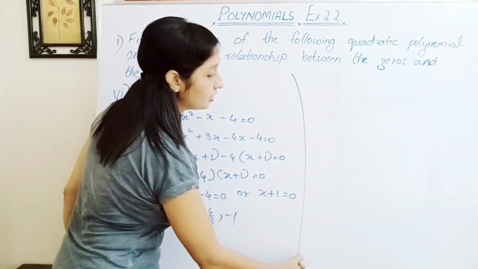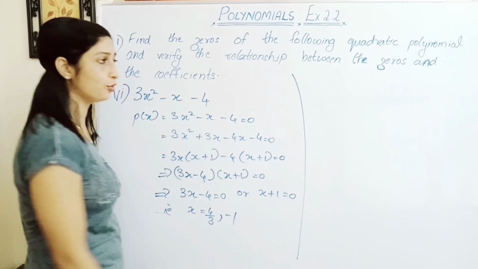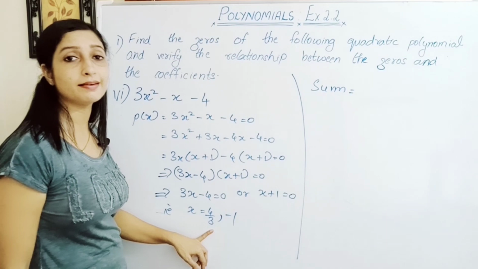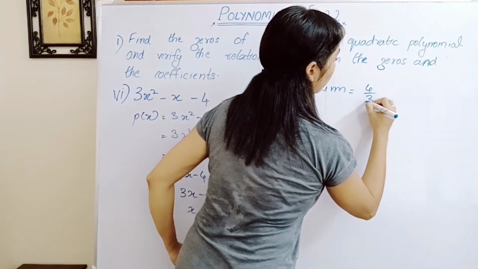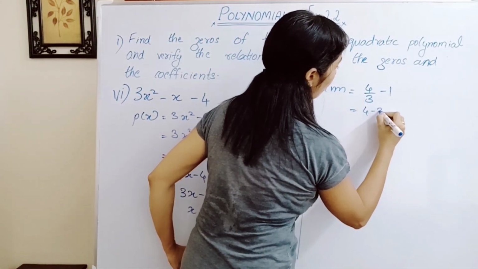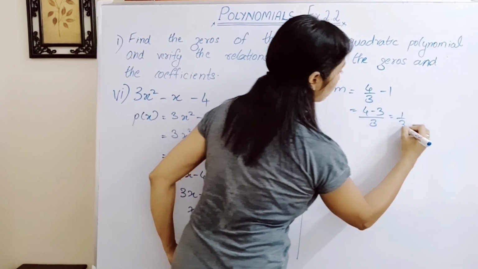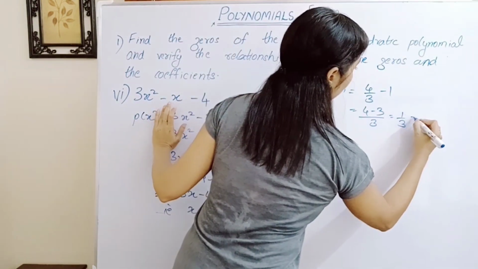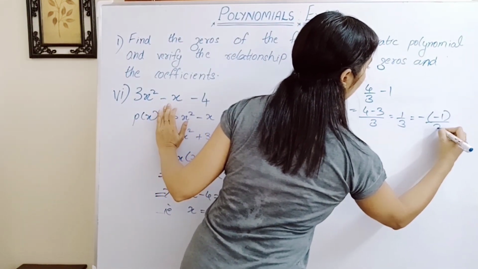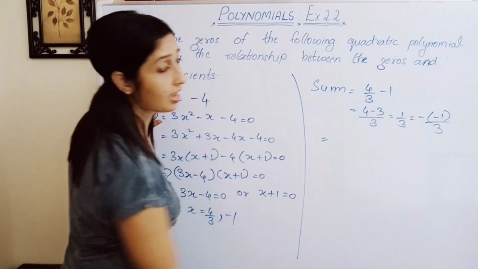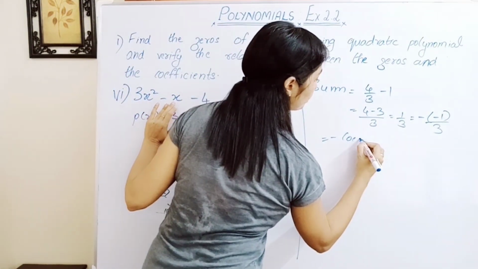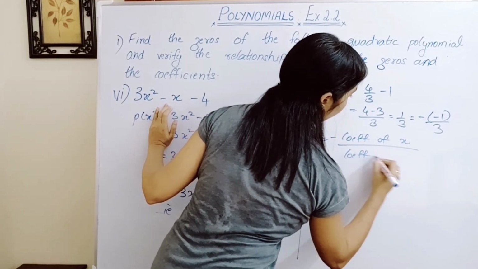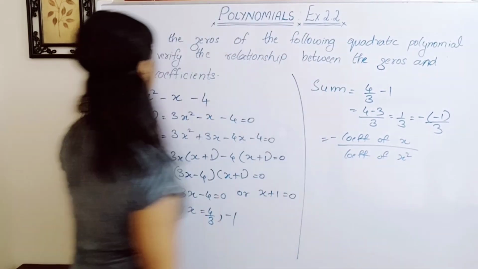Now let us find the relationship between the zeros and coefficients. For that you find the sum first. Sum is equal to 4 by 3 minus 1. So 4 by 3 minus 1 is equal to (4 minus 3) by 3, which is equal to 1 by 3. This can be written as minus of minus 1 by 3. Now it can be written as minus coefficient of x by coefficient of x square.